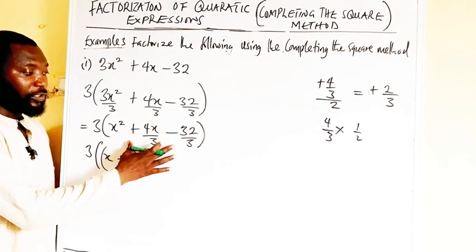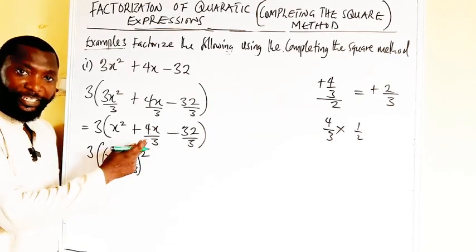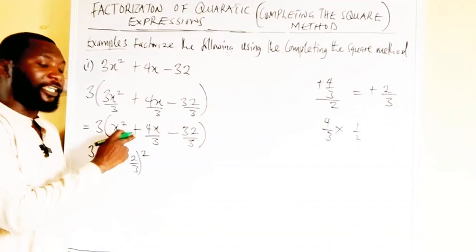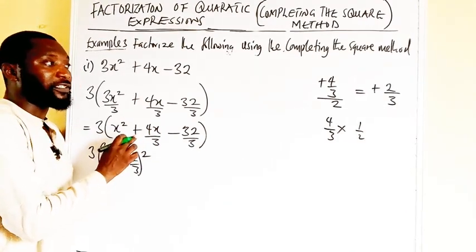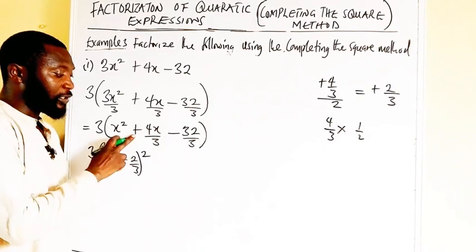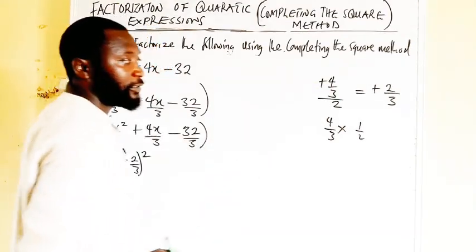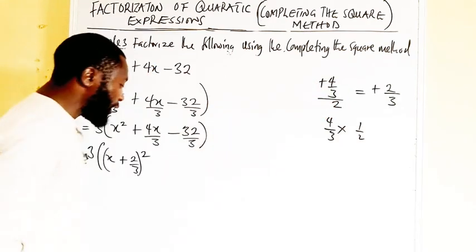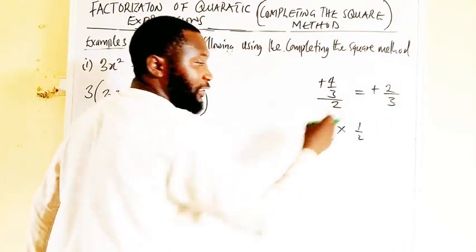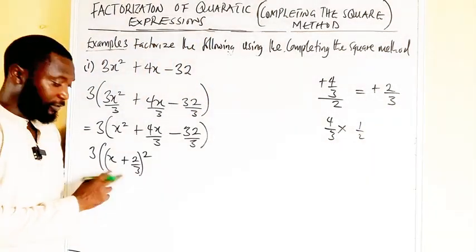Very simple. Once you get to this stage, want to complete the square, consider the coefficient of x. Coefficient of x here is 4 over 3 together with the sign. If the sign here is negative, you are taking coefficient together with negative sign. If the sign is positive, take it together with the positive sign. In this question now, coefficient of x is positive, so we take it together with plus 4 over 3. And that's how we get this. Now, divide coefficient of x by 2, we got plus 2 over 3. The result you got, add it to x, then square.